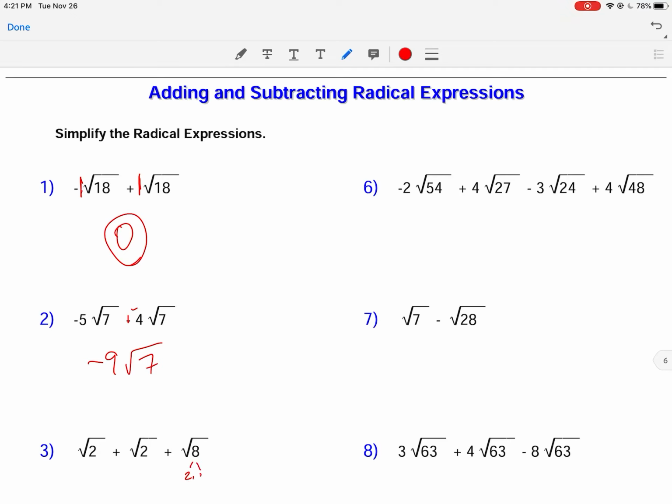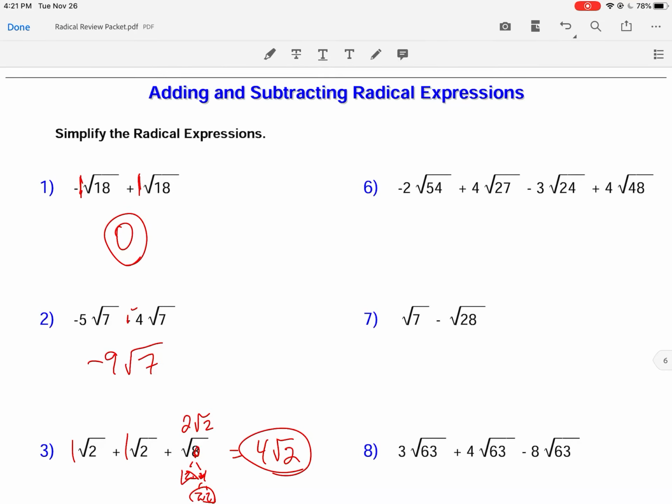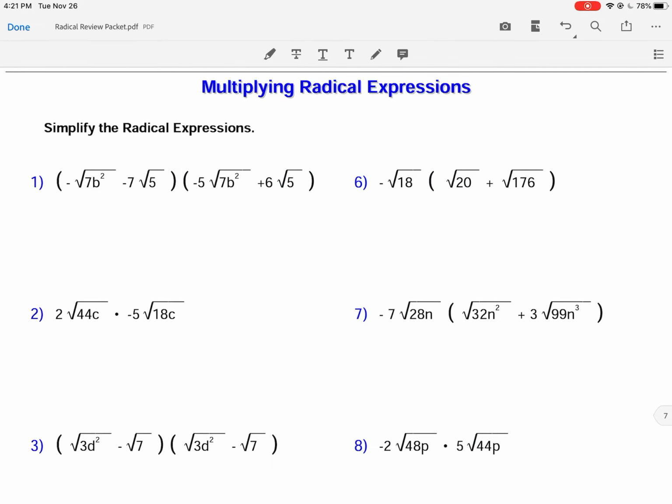Now this one, I should simplify first. It's a pair of 2's, and a 2 stays in. So that's actually 2 square roots of 2. So 2 of them, 1 of them, and 1 of them equals 4 square roots of 2. So simplify it first, then put together what you can.